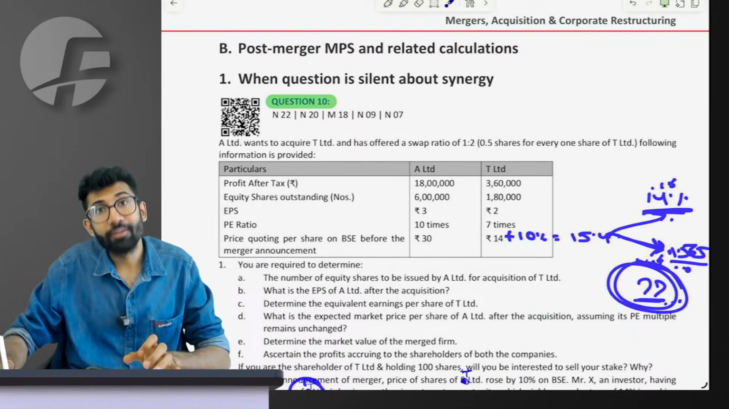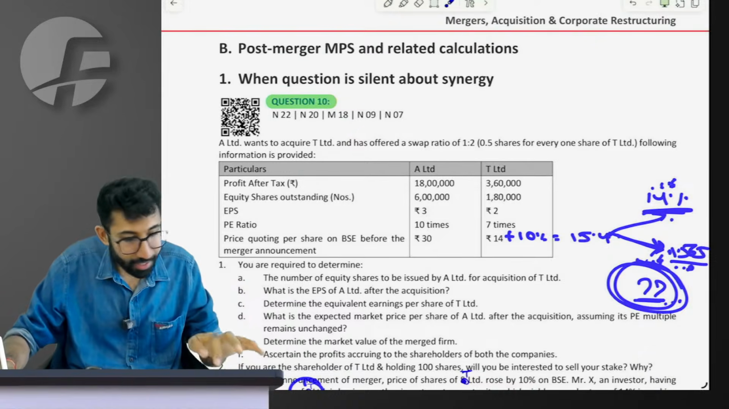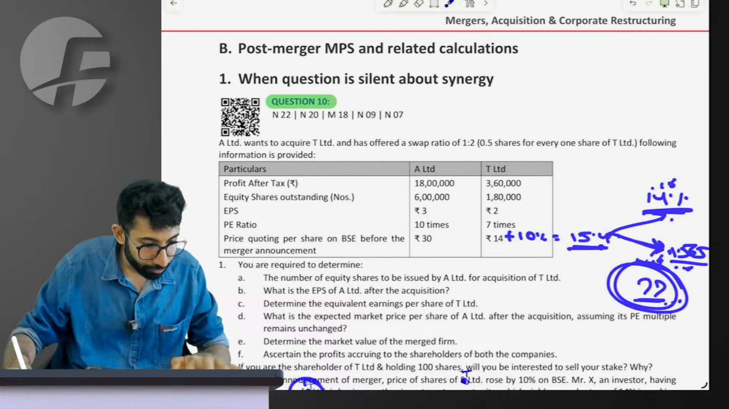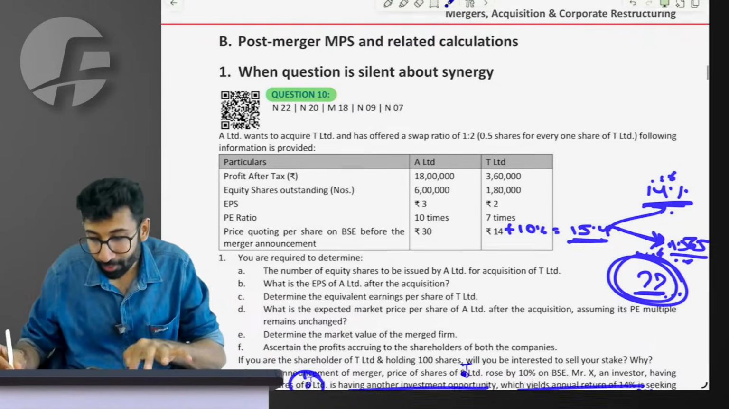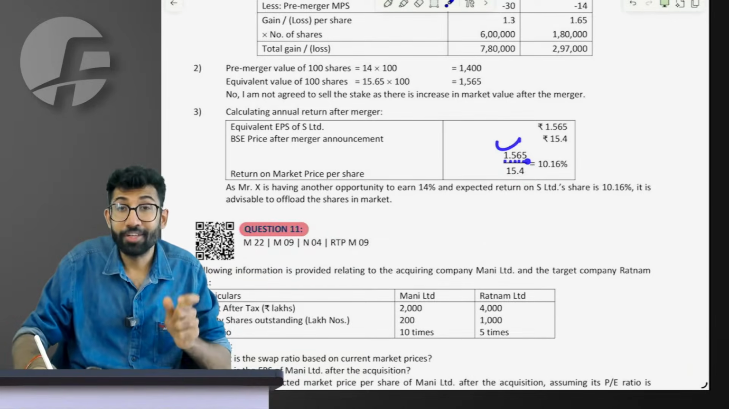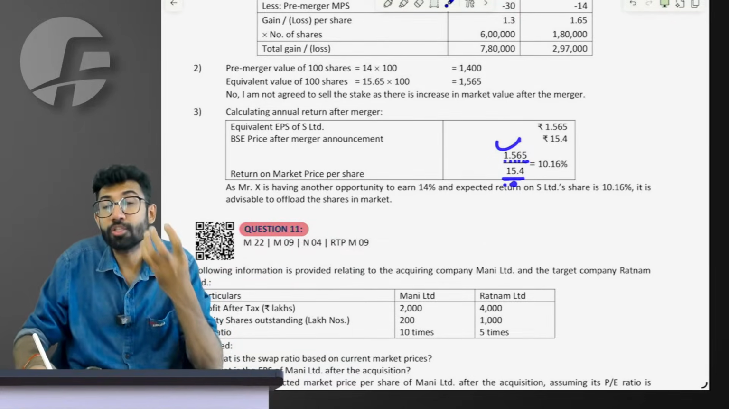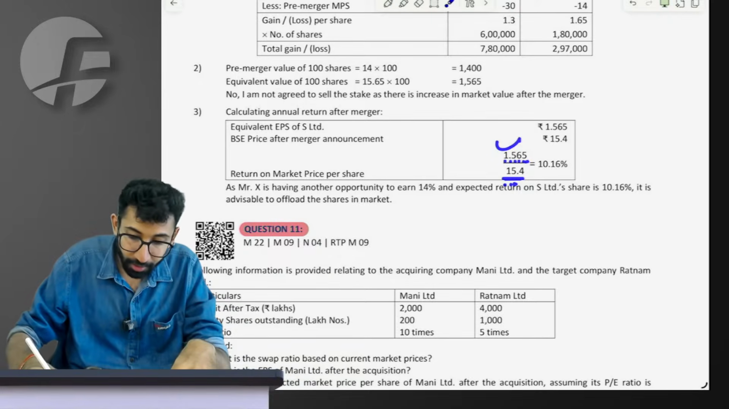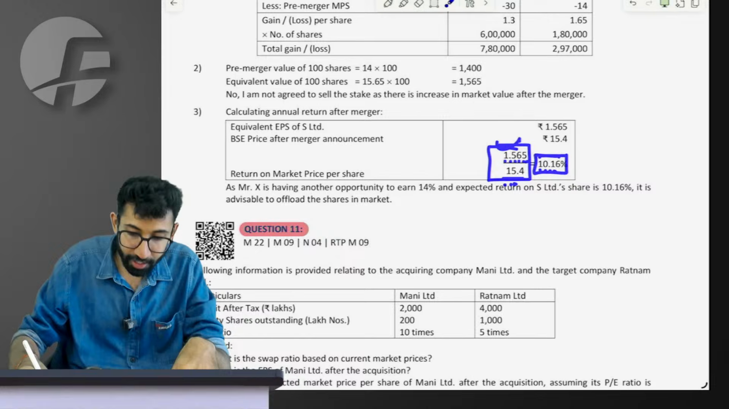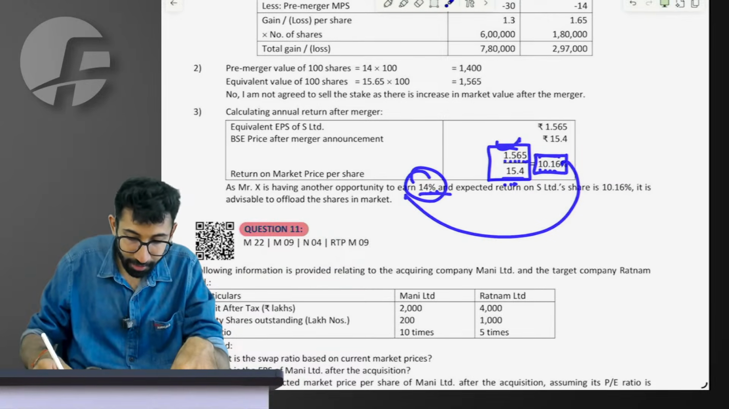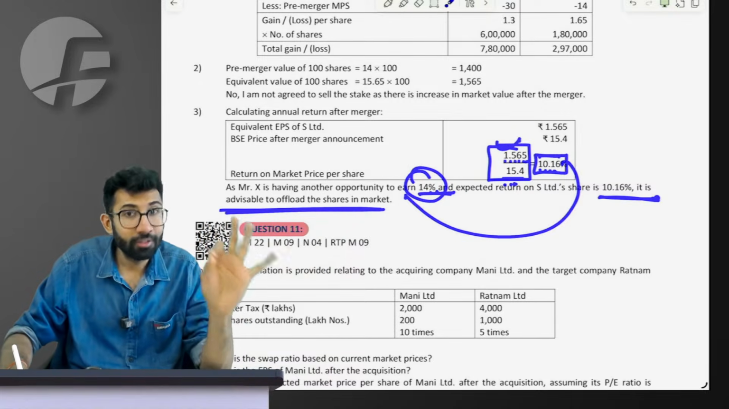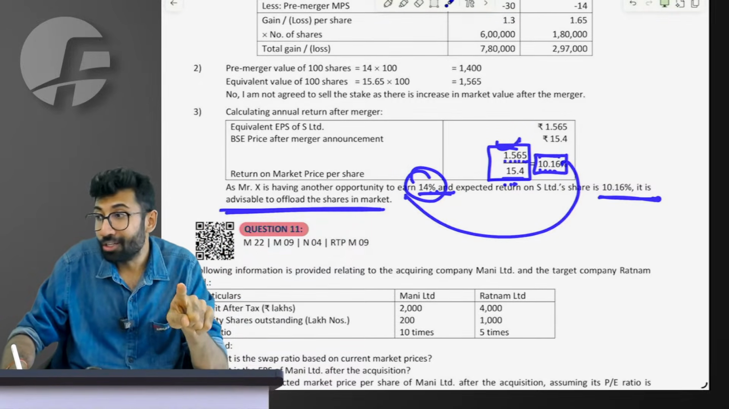So if you get acquired, how much will your earnings yield be? 1.565 if you earn against an investment of 15.4, your earnings yield becomes 10.16. Please observe what's happening. If you earn 1.565 of equivalent EPS against the amount which is blocked of 15.4, you get 10.16% as the rate of return. Whereas if you invest it otherwise, you will get 14% return, which is why it is suggested to sell these shares in the market and earn 14% somewhere else rather than being acquired.